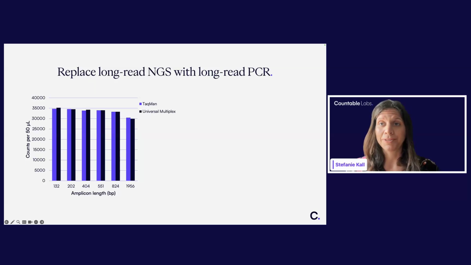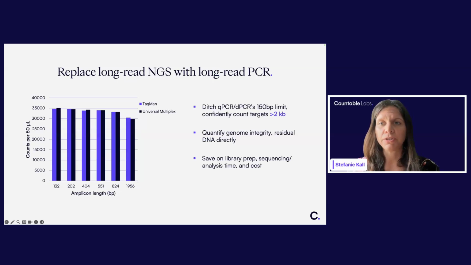We ran it in Countable PCR, and we did TaqMan and universal multiplexing just to validate that the performance is the same for both. And you get really good agreement for complete genome when you use this method. Secretly behind the scenes, our R&D team has also gone up to 5,000 base pairs with very similar performance.